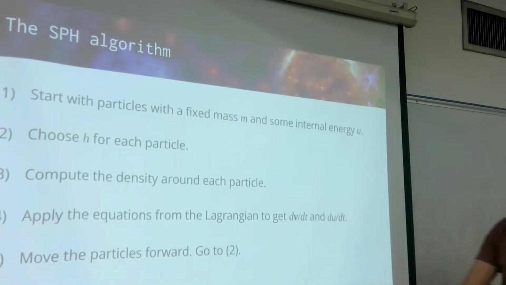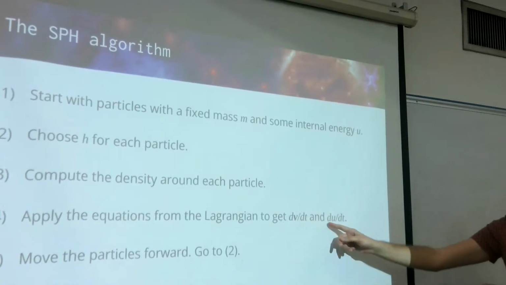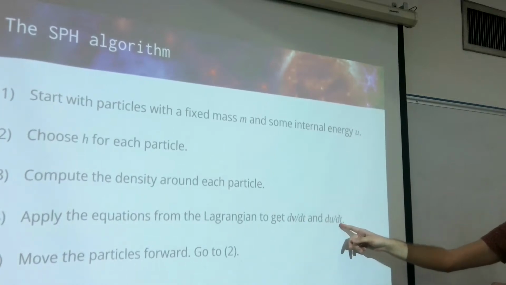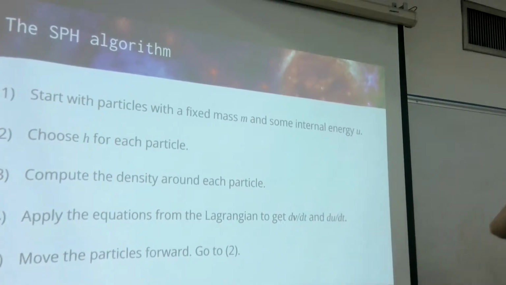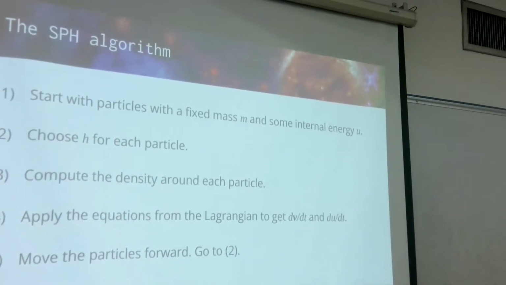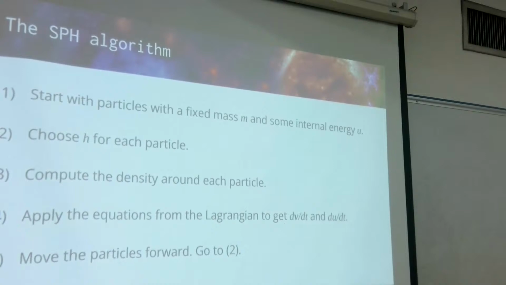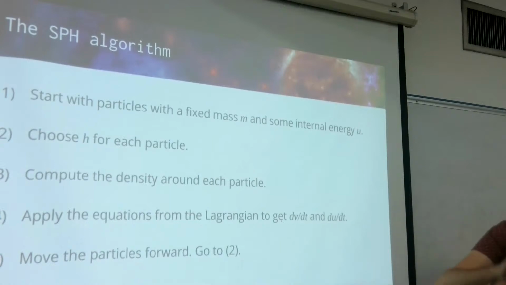Once I have chosen H, I can compute the density, because this is the sum over the neighbors of M times W. Once I have the density of every particle, I can apply the equation from the Lagrangian from before, so that would be like P over rho squared times grad W, and then the other one for the internal energy. And that will give me the acceleration, so the dv by dt, and the du by dt, the change of internal energy of every particle in my system. So if I do this sum, where each particle loops over 50 neighbors, I get my acceleration and my change in temperature. Now that I have an acceleration, I can change the velocity of the particle. If I have a velocity of the particle, I can move them forward to a new position.